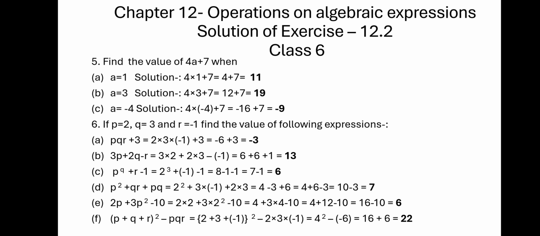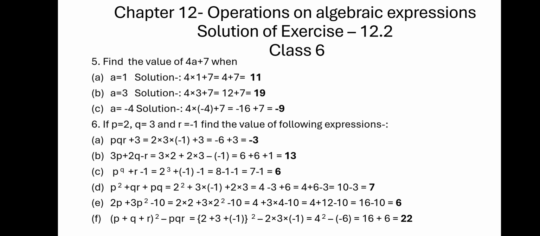C question. P raised to Q plus R minus 1. P raised to Q means 2 raised to 3 plus negative 1, negative 1. So 2 raised to 3 is nothing but 8 and minus 1, minus 1. So 8 minus 2, that is 6.